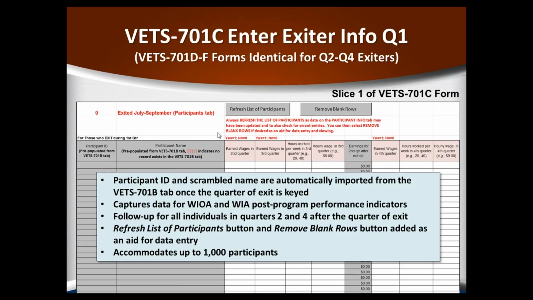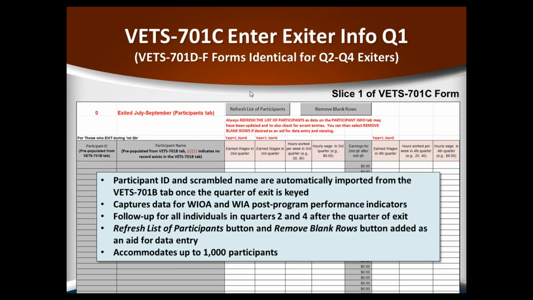It captures information for WIOA and WIA performance measures. As I mentioned before, follow-up now is required on everybody in all quarters, regardless of their status at employment. We're looking at their status in any quarter, so you're collecting outcomes for each of the 4 quarters after exit. The technical assistance guide actually has a nice attachment in the very back that shows you when you need to collect information and report it for the different post-exit tabs that we have here.